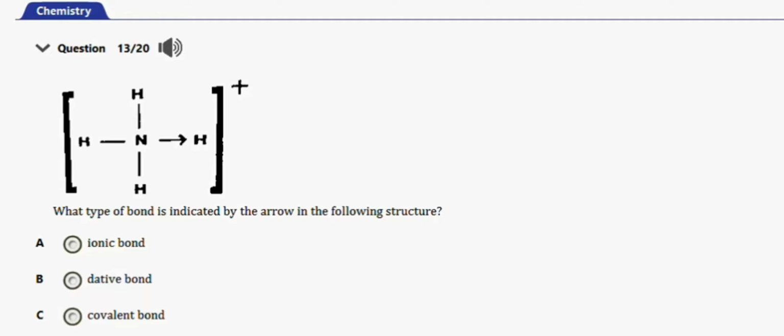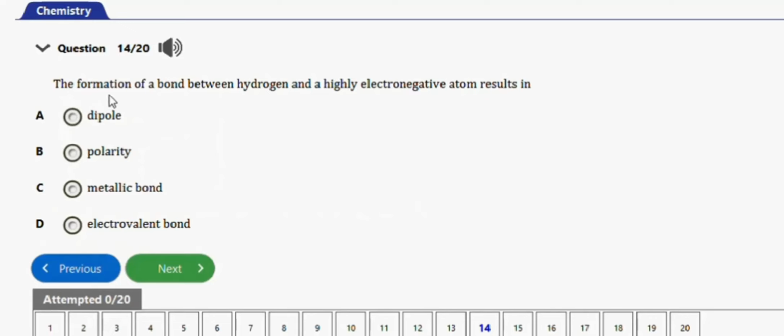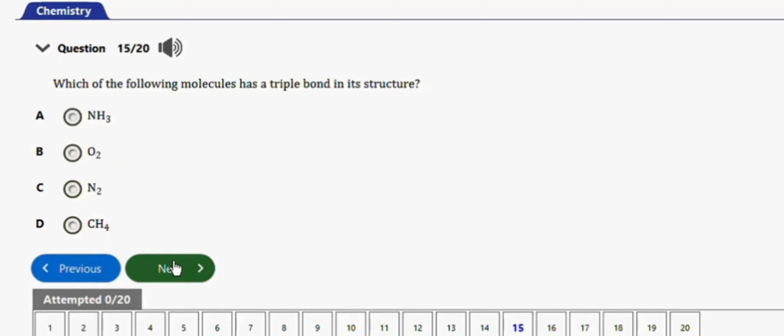The next question is this one. It says the formation of a bond between hydrogen and a highly electronegative atom results in a real dipole, polarity, metallic bond, electrovalent bond. So the right answer is option B, polarity. The next question says, which of the following molecules has a triple bond in its structure? So this is obvious, it is nitrogen gas, option C. Take note of this question, guys, very important.